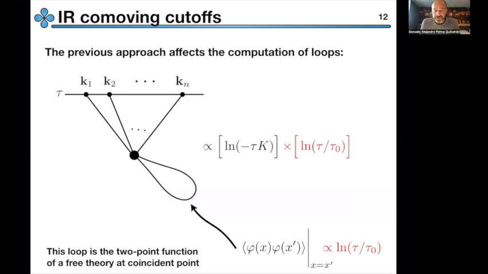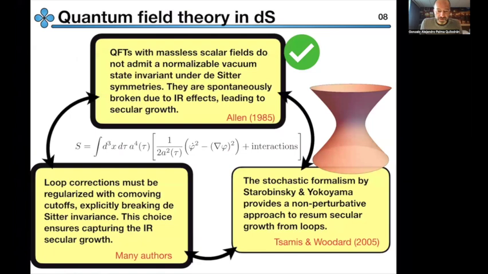So for example, this correction there will have not only one logarithm, but it will have a second logarithm that breaks the de Sitter isometries. If you have more loops into consideration, then this is actually enhanced. So for example, you will have powers of this secular growth in the way shown in this slide. So that's it for this second statement. And now let us review the third one.